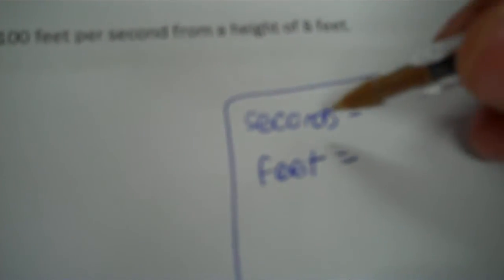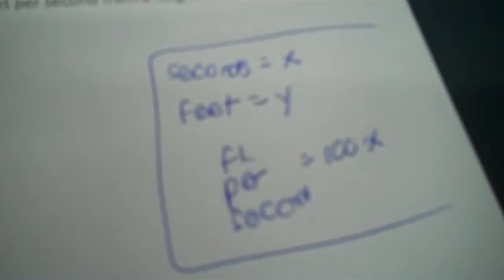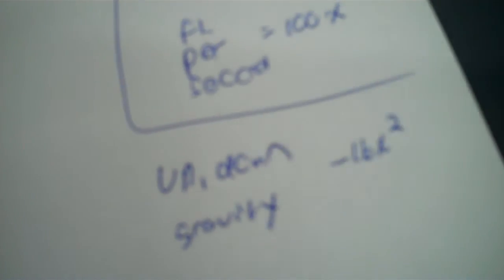So seconds is an important unit, but there's got to be another unit with it, and that would be feet. Feet's dependent upon the seconds. You're solving for the independent variable. So x is seconds, y is feet. So the feet per second is 100. Okay, it goes up and down, and it's pulled up and down by the force of gravity, which is negative 16x to the second.